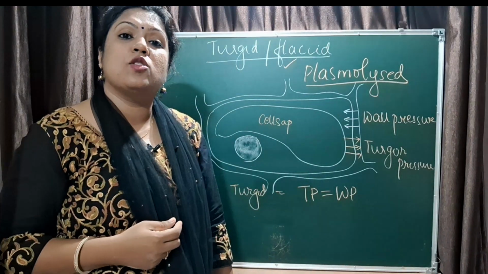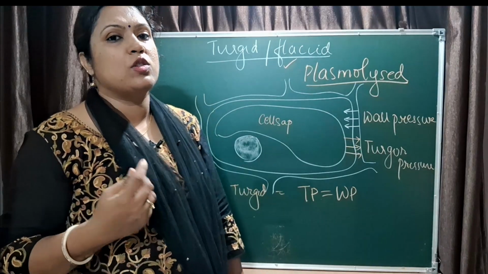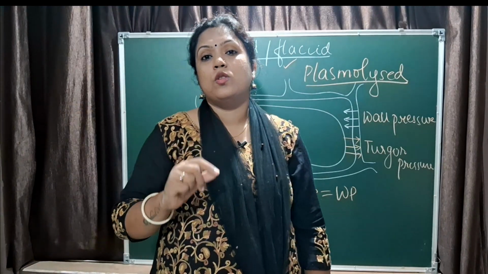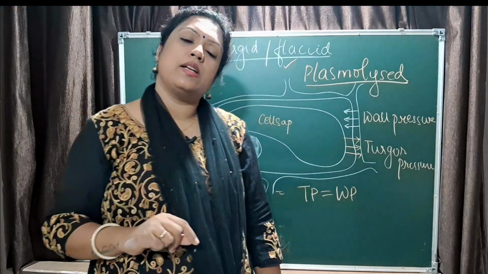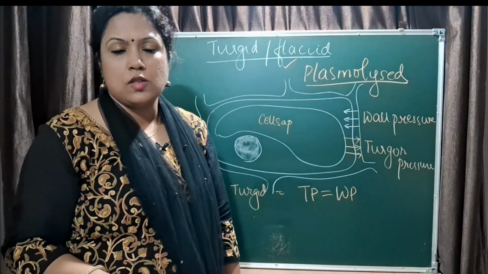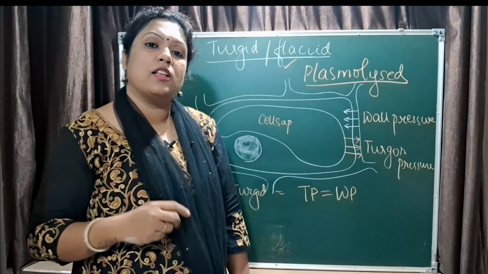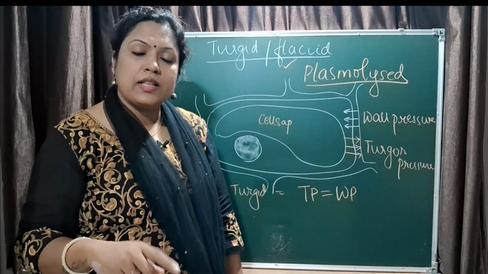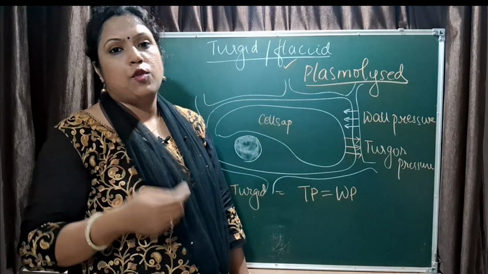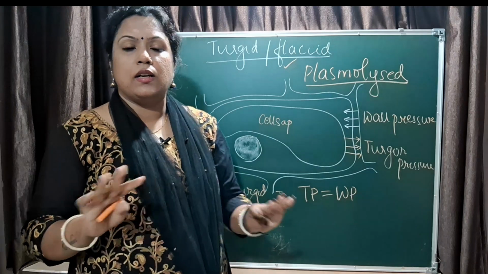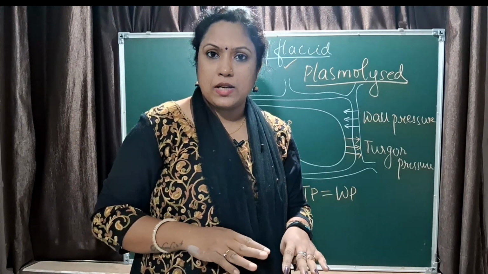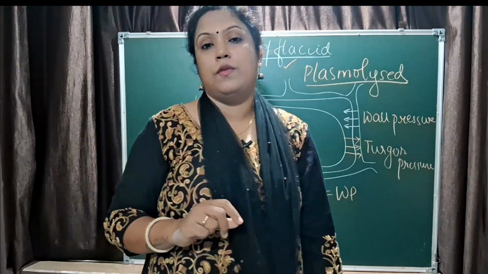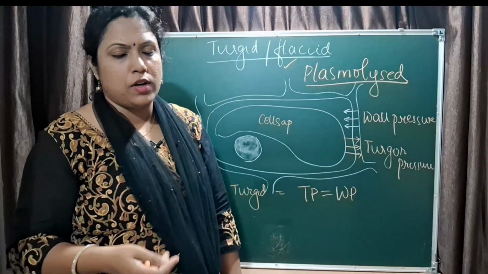Now turgor pressure is also important in opening and closing of stomata. Opening and closing of stomata we will study in detail in the chapter on photosynthesis, where you have the potassium ion theory and the sugar concentration theory. For opening and closing of stomata, we will be studying the same in that chapter, that is the photosynthesis chapter. Is that clear about the importance of turgidity in the plant? Right. Next we talk about the root pressure, as I have already discussed.